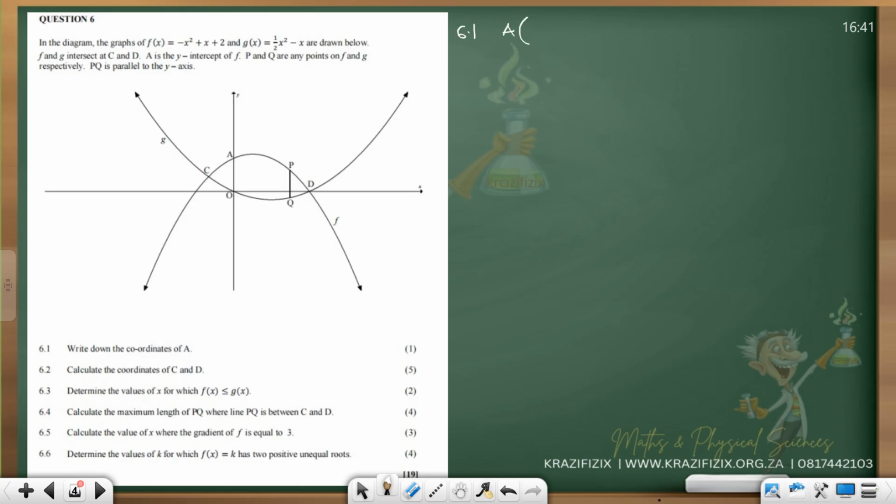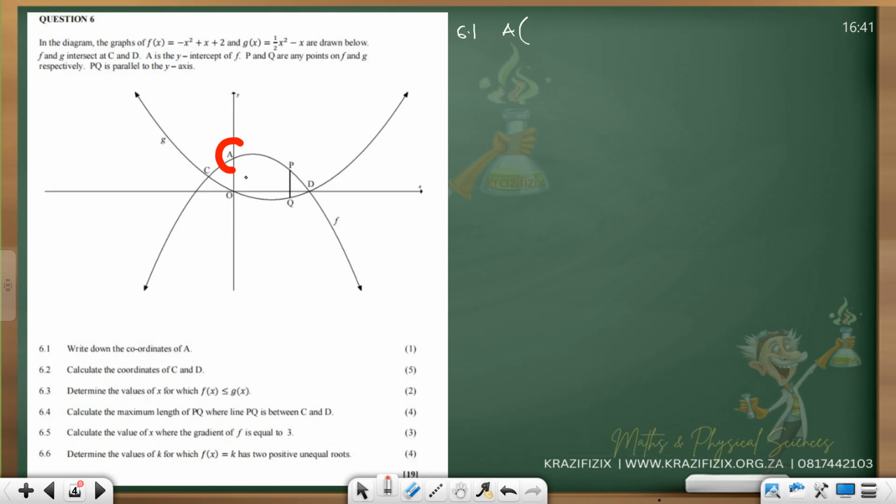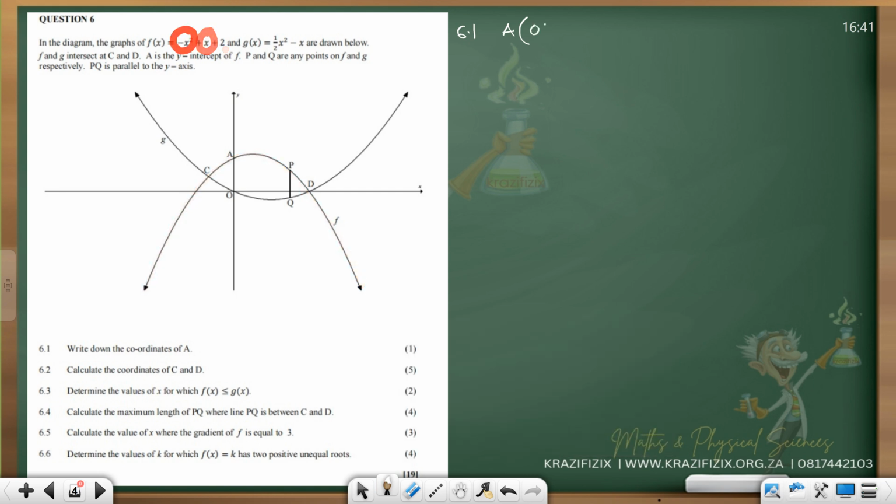What is the coordinate of A? What is A in the first instance? A is the y-intercept, and we know that x value is 0. And on which graph, by the way? On f. Look, that's a 0, and that will give us a 2. So what do we have? x is 0 and y is 2. We are done. You don't waste time there.